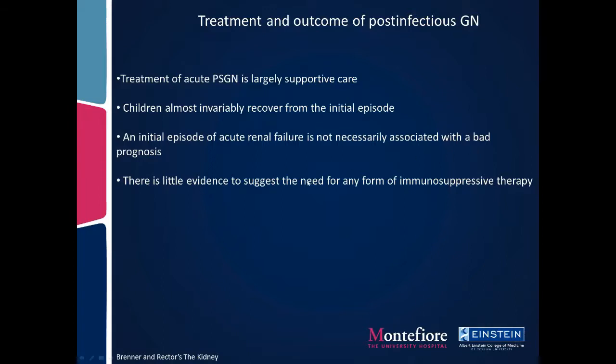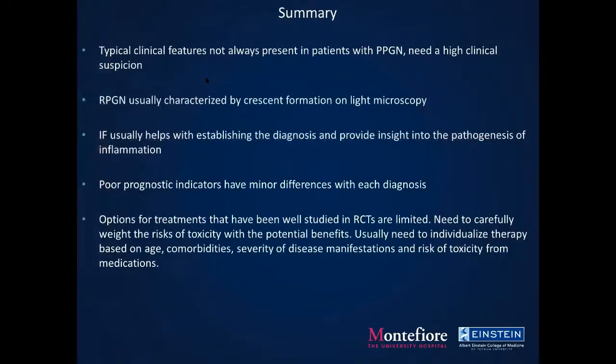And there is little evidence to suggest the need for any form of immunosuppressive therapy because it's usually a self-limited disease, gets better on its own in 5 to 7 days. So to summarize everything, the things to remember from the talk is that the typical clinical features are not always present in patients with RPGN. You need a very high clinical suspicion.